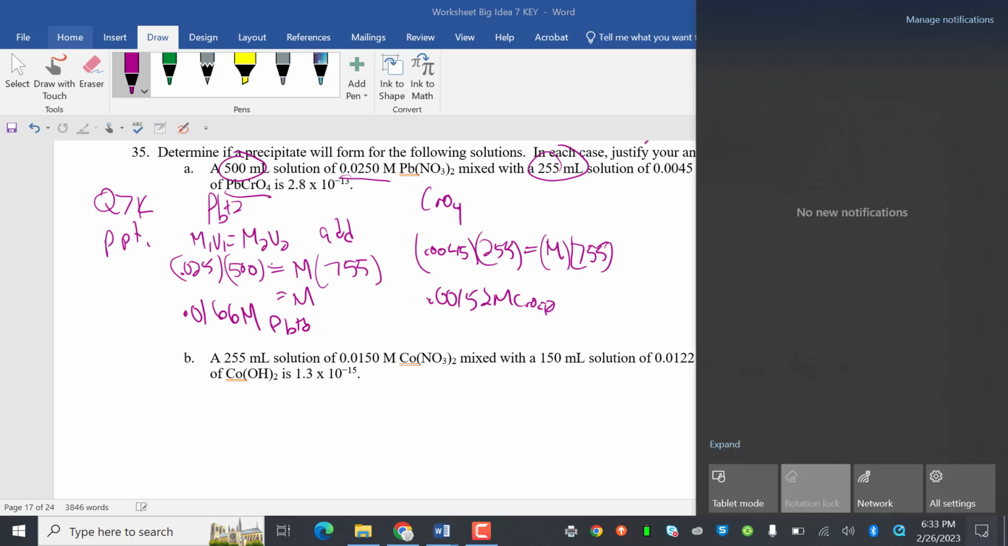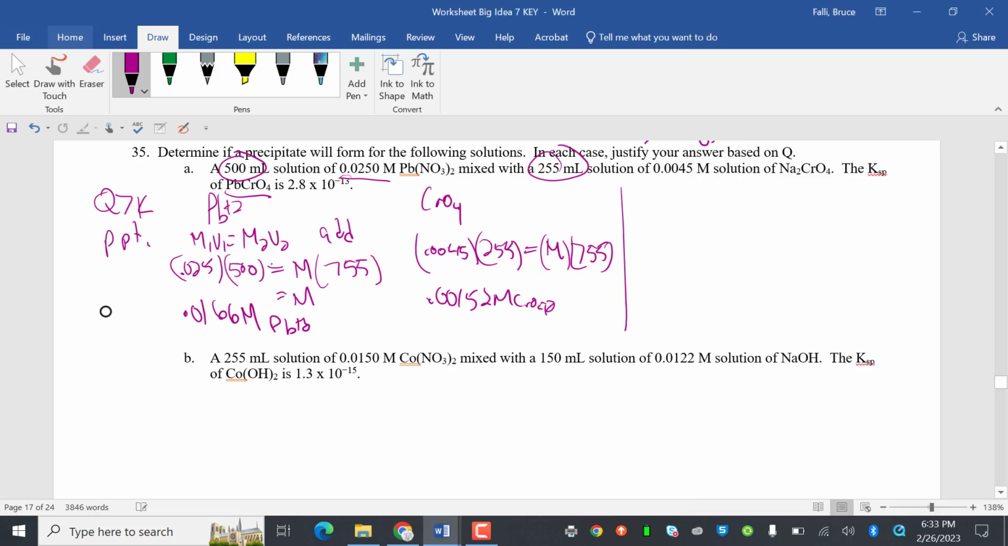So then what we need to do is write our Q expression. Q equals, so this is the dissolving equation for this. It's just going to be Pb2+ times chromate 2-. It's a 1-to-1 ratio. And now I've got to multiply those two together.